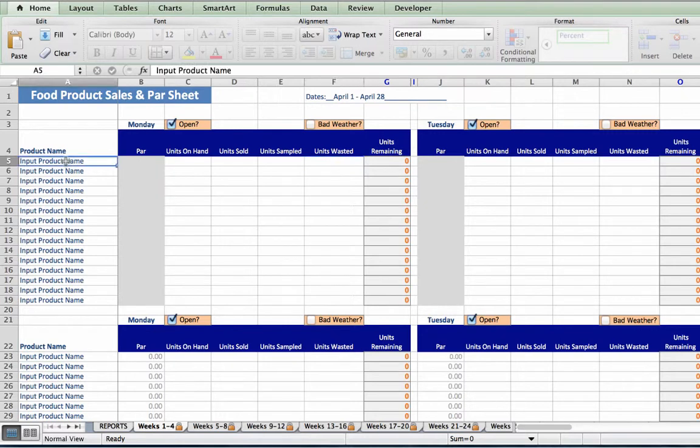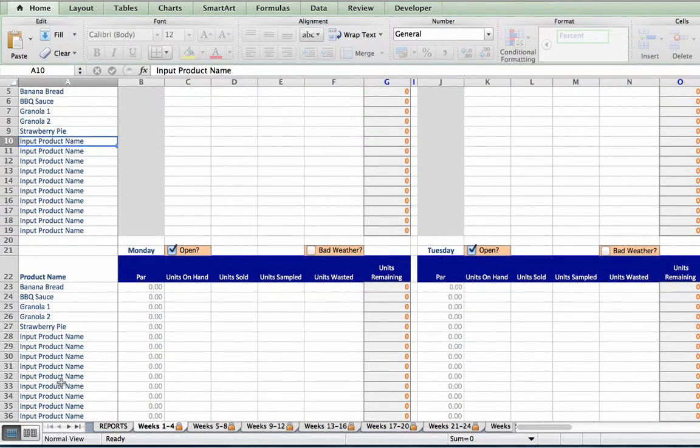Next, you're going to want to input your product names. As you can see, any products that you type into here will automatically be carried out into future weeks. But don't worry about putting all of your products in there right now if you aren't using all of them this week. You can always add new products in future weeks by simply typing them in that week.